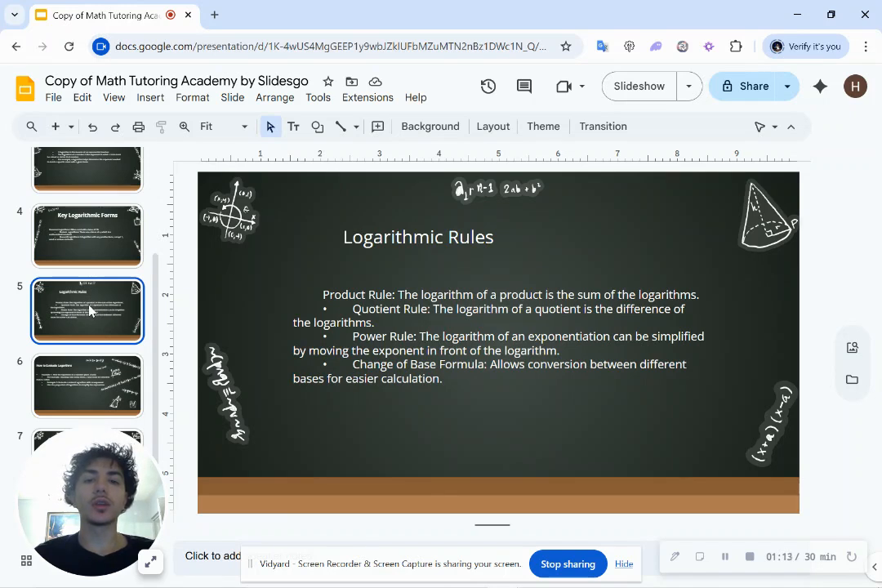Logarithmic rules. The product rule: the logarithm of a product is the sum of the logarithms. Quotient rule: the logarithm of a quotient is the difference of the logarithms. Power rule: the logarithm of an exponential can be simplified by moving the exponent in front of the logarithm. Change of base formula: allows conversions between different bases for easier calculations.